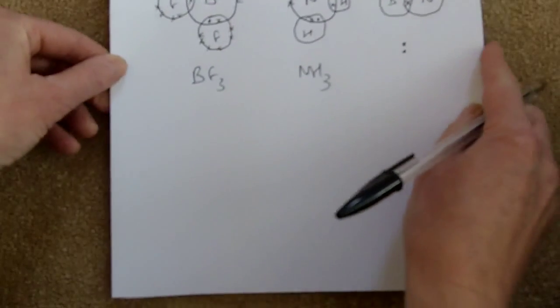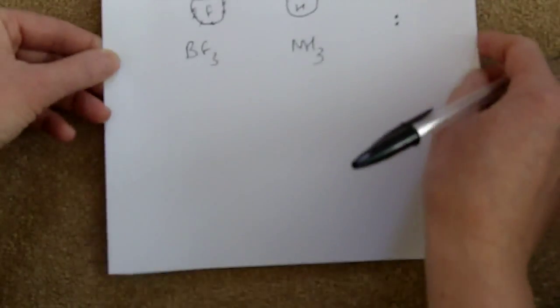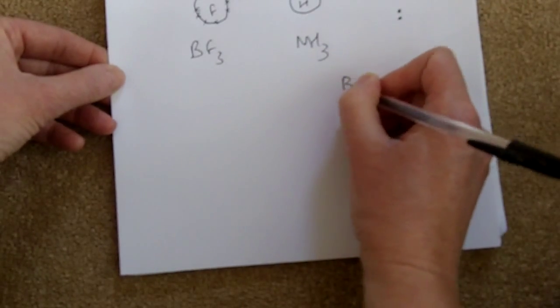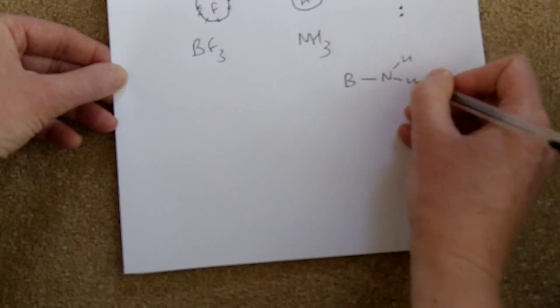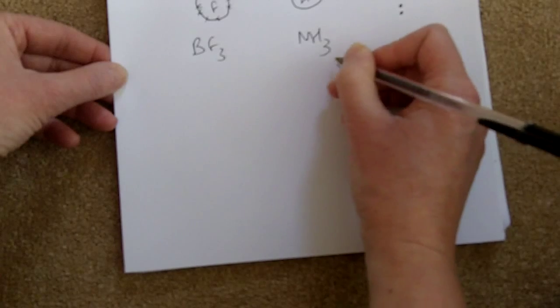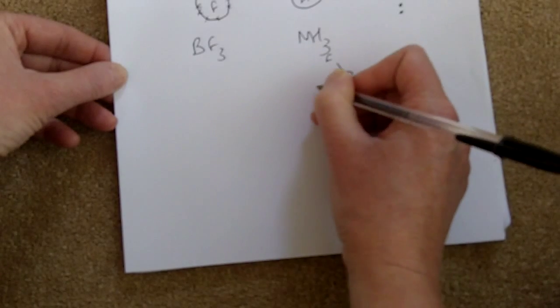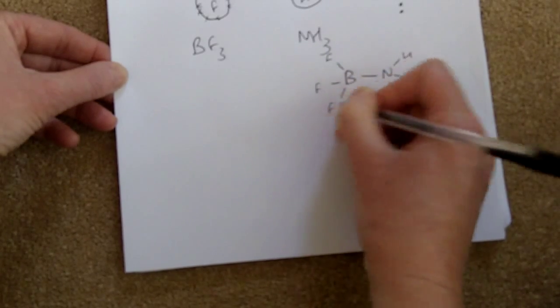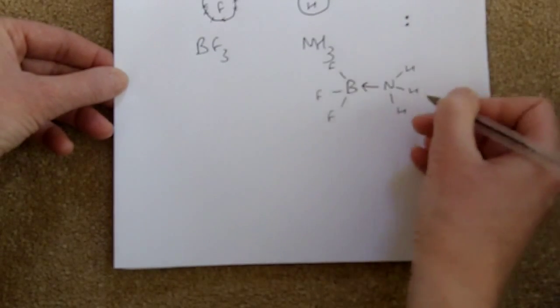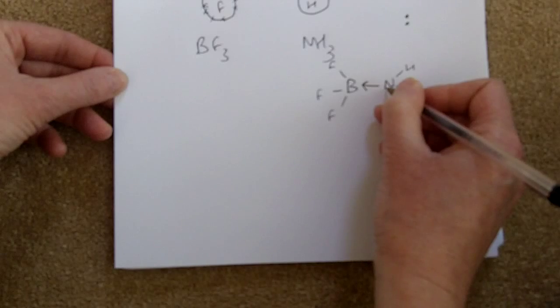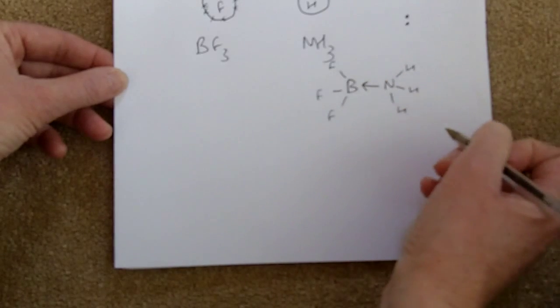And how you would represent it in displayed formula is you would go B, N, and don't forget N's got its 3 hydrogens, and B has got its 3 fluorines, and quite often you show the bond as an arrow, to show that the pair of electrons has come from the nitrogen.